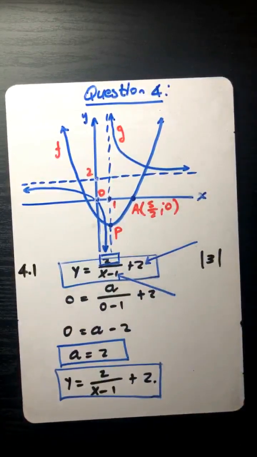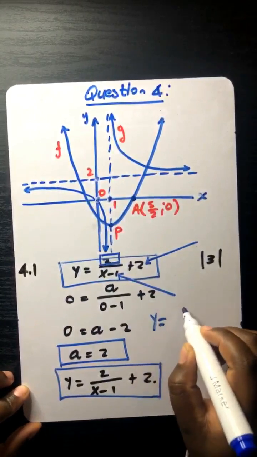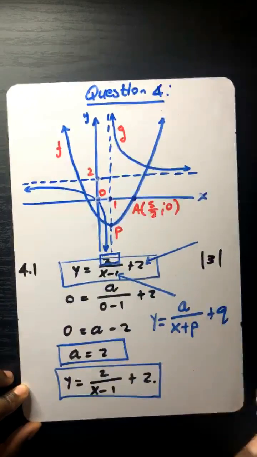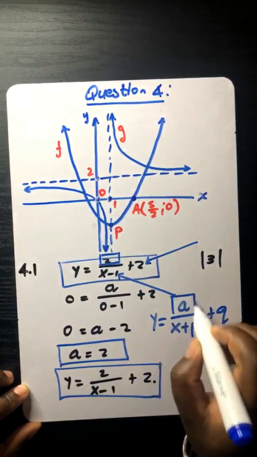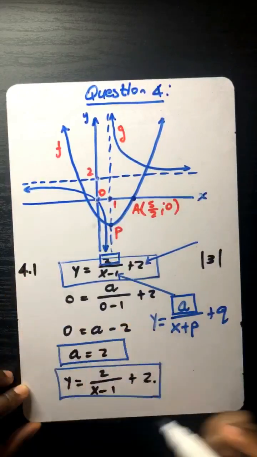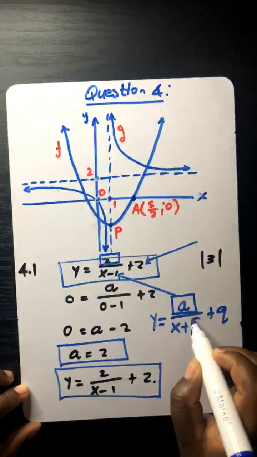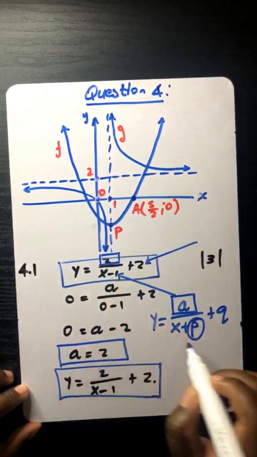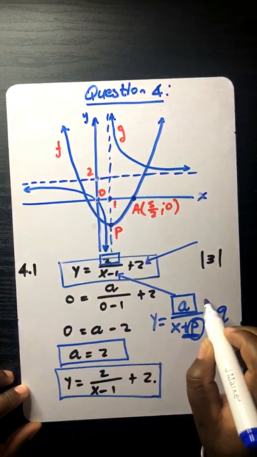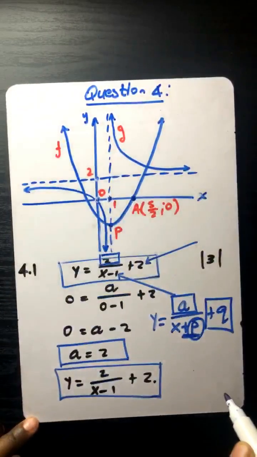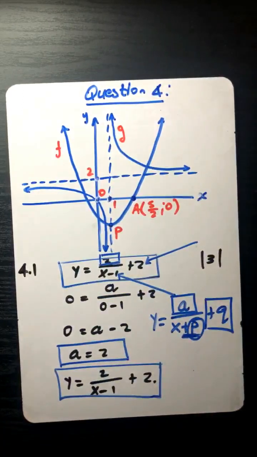Remember, the general formula of a hyperbola is y equals a over x plus p, plus q. And I did mention that if A is positive, you have your function in the first and the third quadrants. If it's negative, in the second and the fourth. And then P represents your vertical asymptote, of which if it's given, you always write it with the opposite sign. But Q, which is the horizontal asymptote, you always write with its original sign. So that's how you score yourself 3 marks.